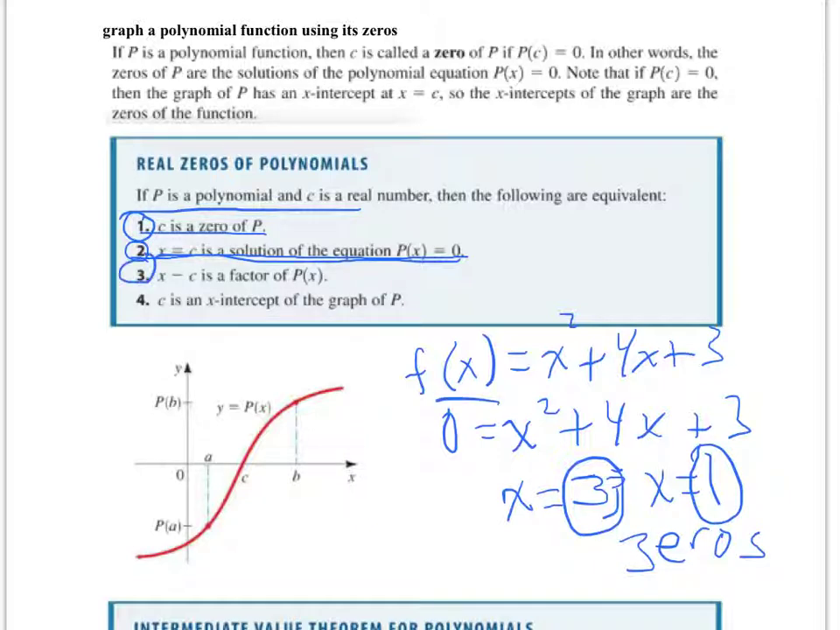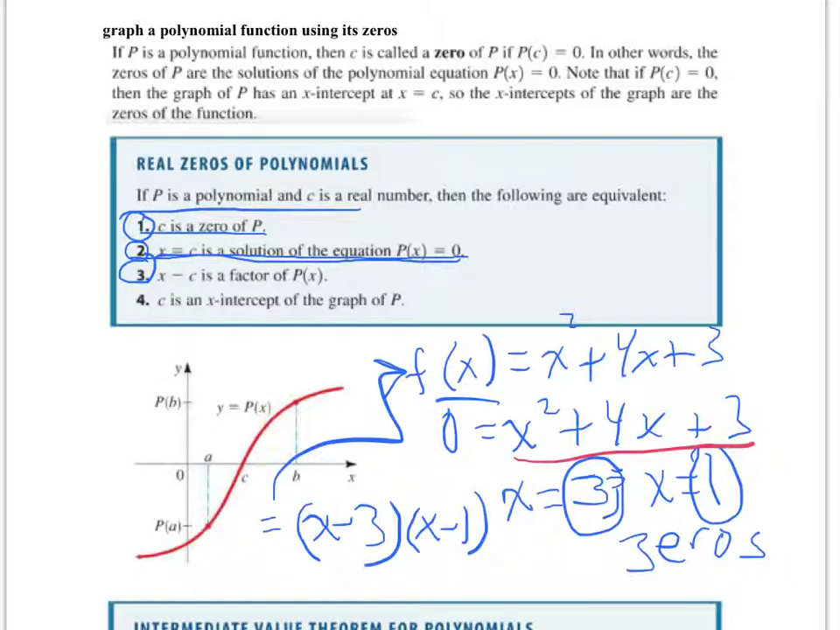And then we can say x minus c is a factor of p of x. So at x equals 3, that means x minus 3 is a factor, and at x equals 1, that means x minus 1 is a factor. These are the factors of this function f of x. And indeed, that's true because that's how you solve this equation: you factor it, and then you set each factor equal to 0, and that's how you get your zeros. And finally, we know that the number c, the zero, is an x-intercept of the graph. We call it the x-coordinate or the x-intercept to be technically correct.